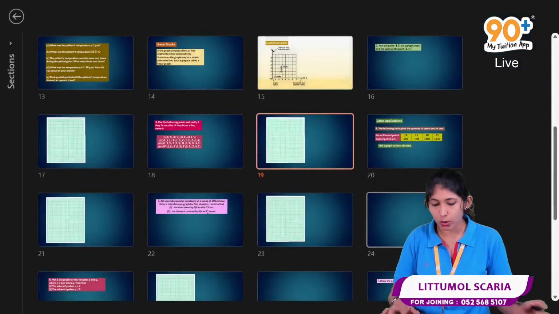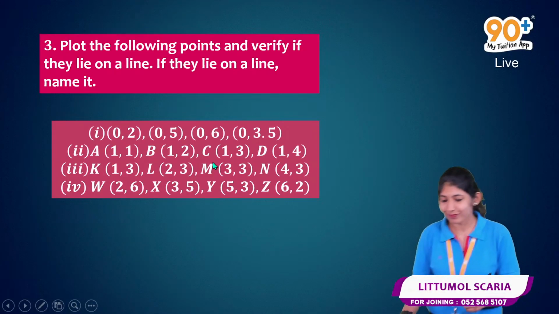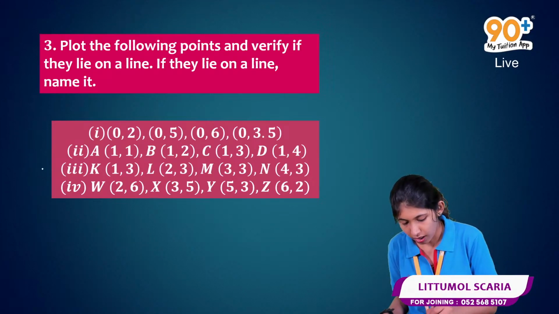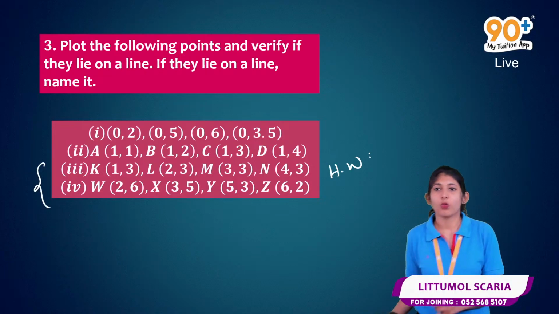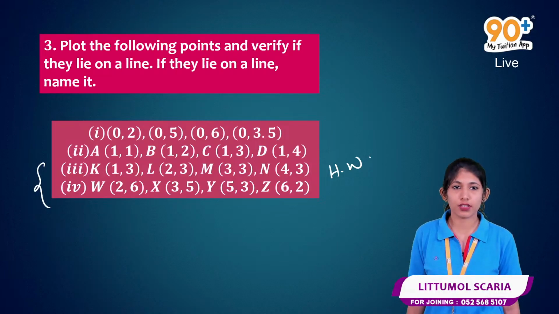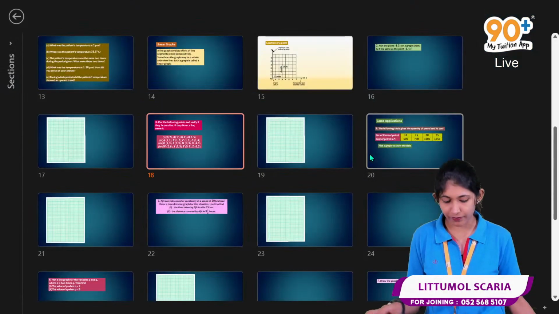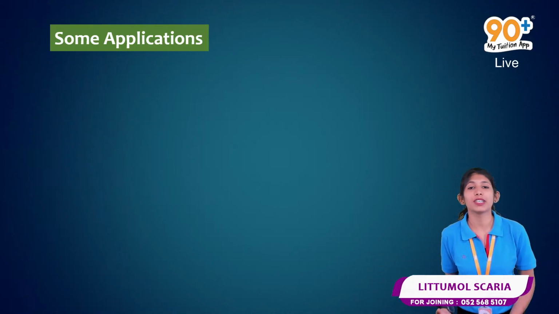So third one and fourth one will be, of course, homework for you. Quite easy, right? 1, 3, 2, 3, 3, 3, 4, 3, 2, 6, 3, 5, 5, 3, 6, 2. Yes, of course they are linked. Okay, fine, done. Now we'll be seeing some applications based on graph. So now you know how to plot a graph. Now you know how to obtain data from a graph.